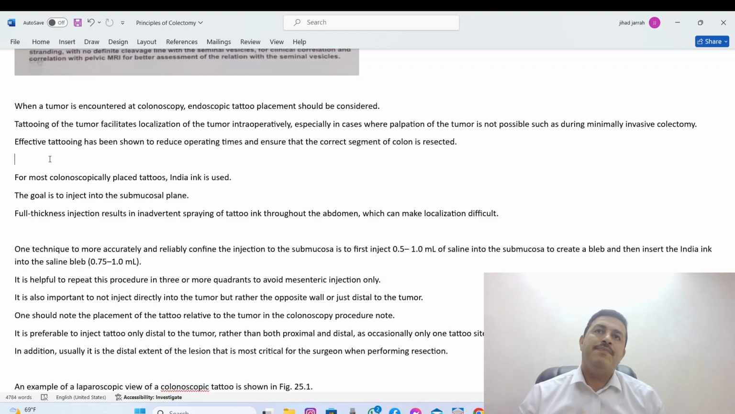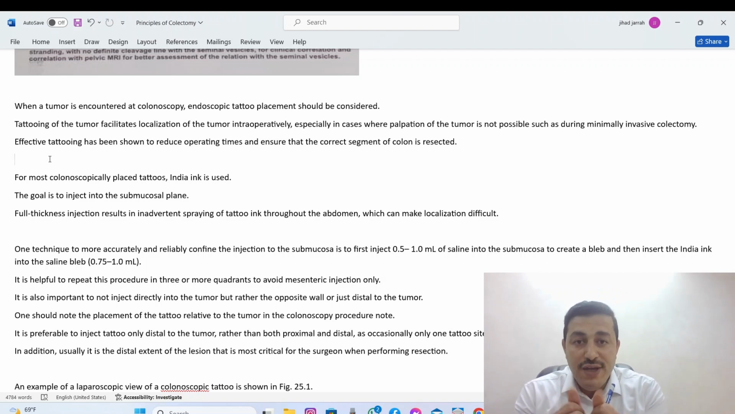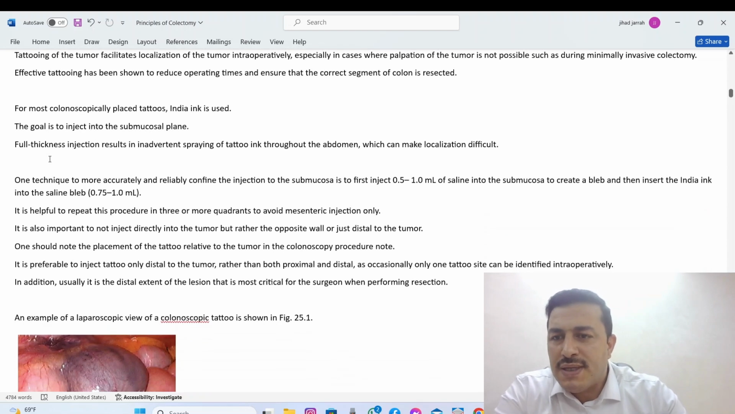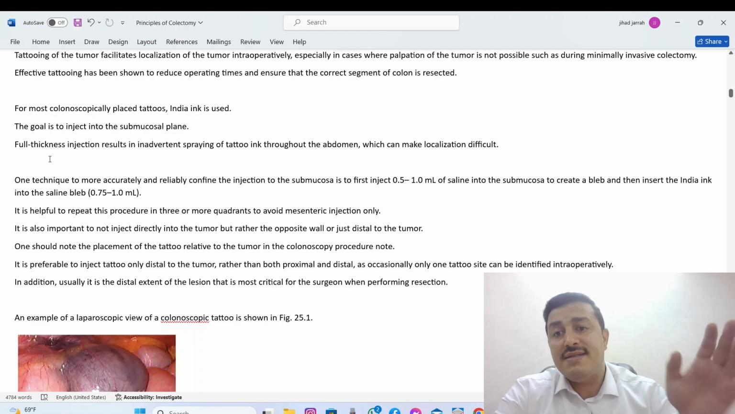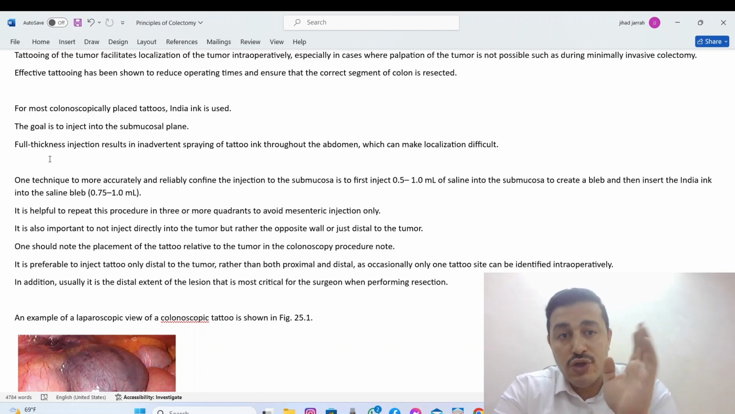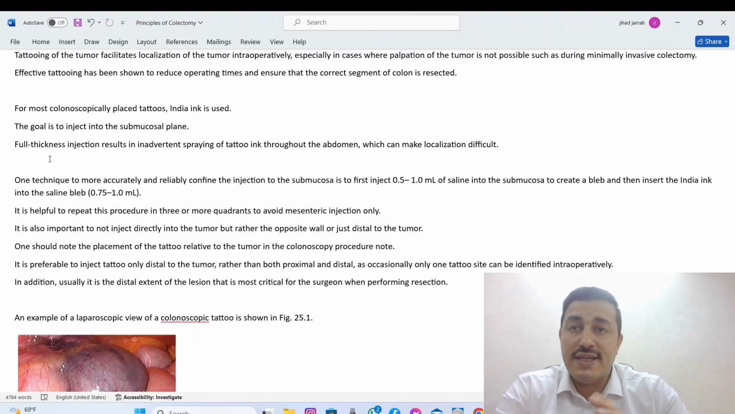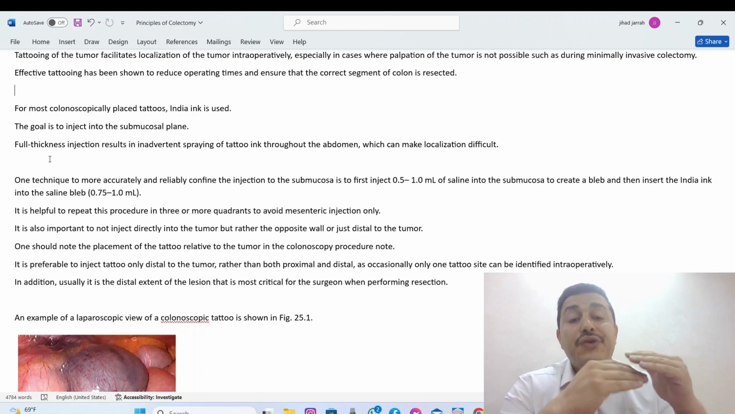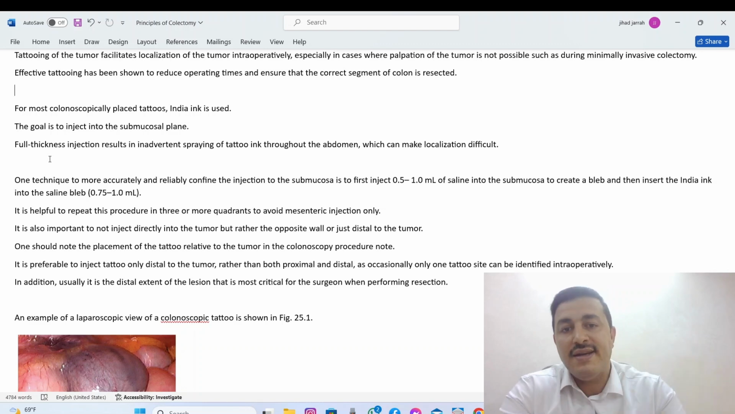Minimally invasive, I mean laparoscopic or robotic, we have no chance to feel the bowel, we have no chance to feel the tumor. So tattooing is important. They talk about tattooing in detail. They use the India ink and actually how to inject it. Actually, it's injected in the submucosal layer. First of all, they inject saline to create a space for the India ink, and then they inject the India ink.